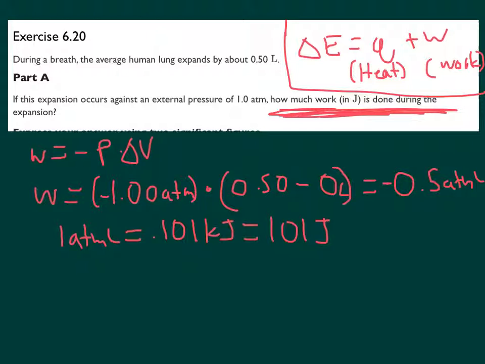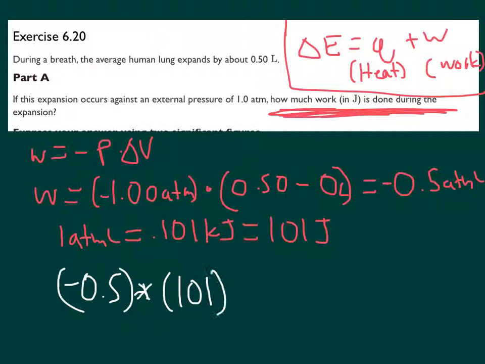So now, just one more simple calculation and we're done. We got minus 0.5 multiplied by 101. What's this equal? Roughly minus 51 joules.